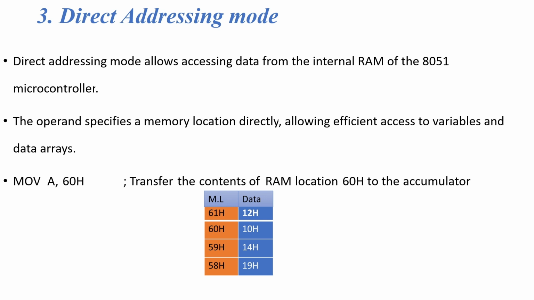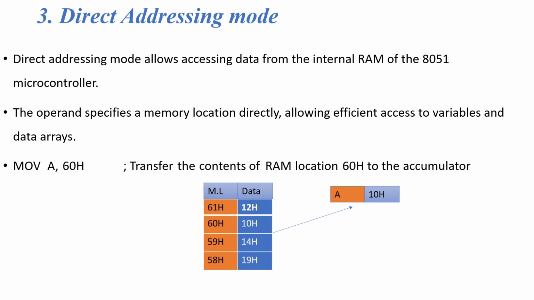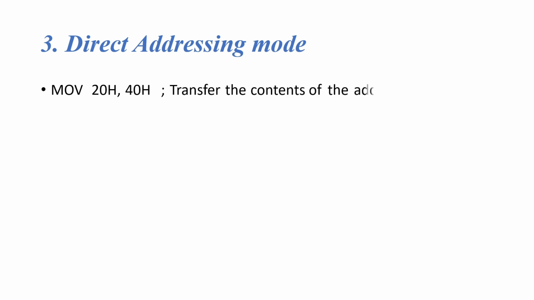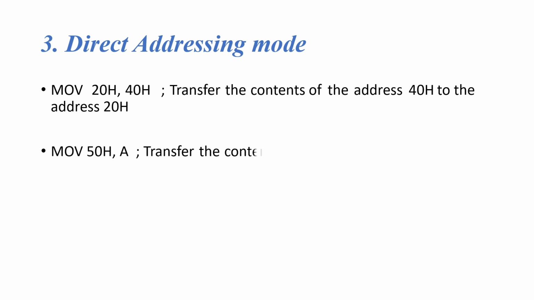The microcontroller goes to memory location 60H, finds its contents and transfers these contents into the accumulator. After executing this instruction, the content of the accumulator becomes 10H. See the next example, MOV 20H, 40H. Here, transfer the contents of address 40H to address 20H. The next example is MOV 50H, A. Here, transfer the contents of the accumulator to address 50H.